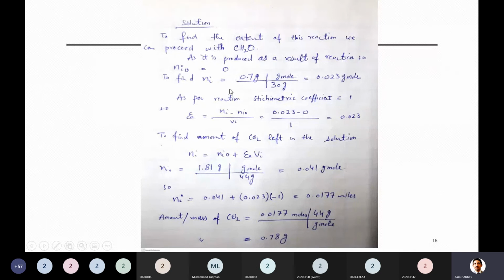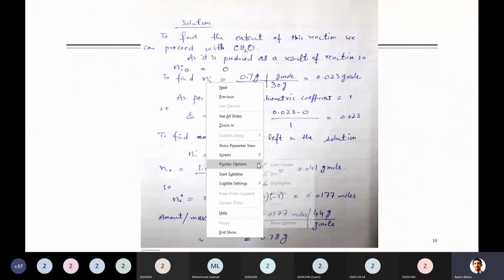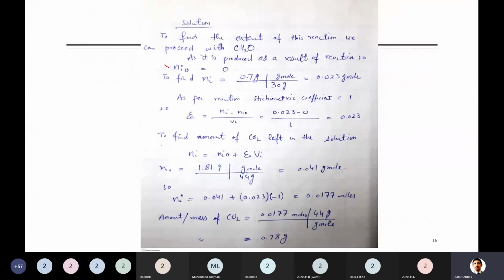So you can calculate extent with this. For the extent formula, you know that you will need the initial number of moles as well as the number of moles at the instant. So can I find how much number of moles of this system? Initially they will be 0 because this is a product. Okay, initial number of moles will be 0.